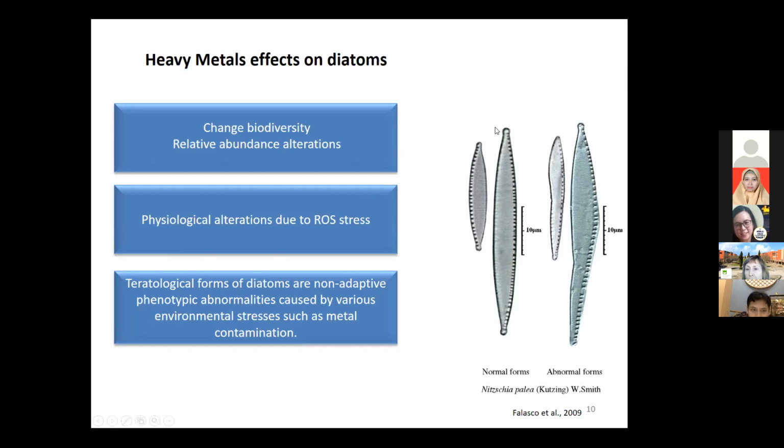And in this figure here at the right side of the slide, you can compare two diatoms. The one on the left has a normal shape, and the one on the right has teratological forms.